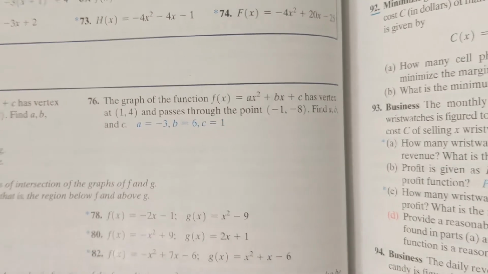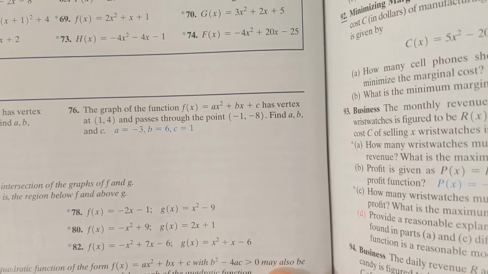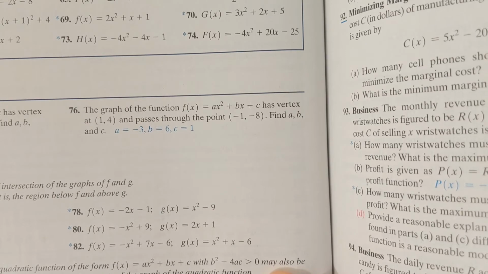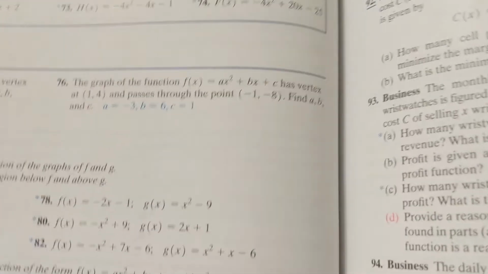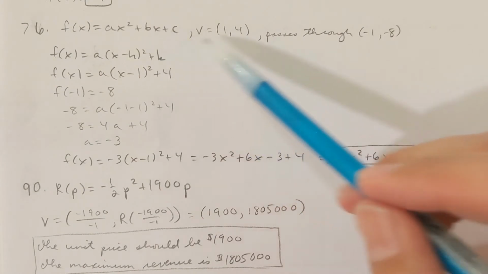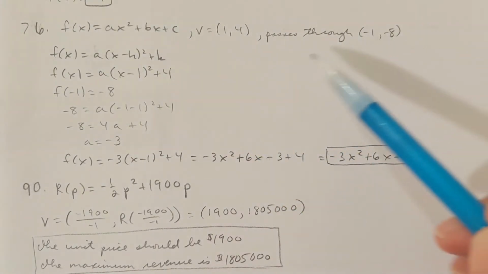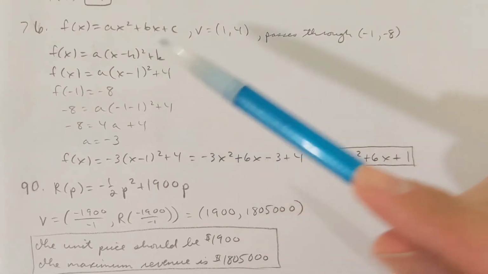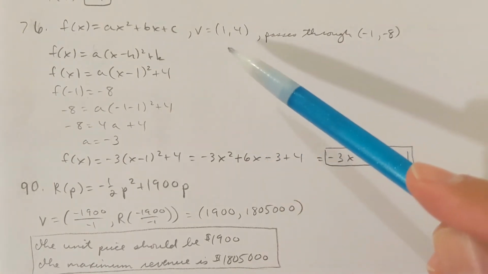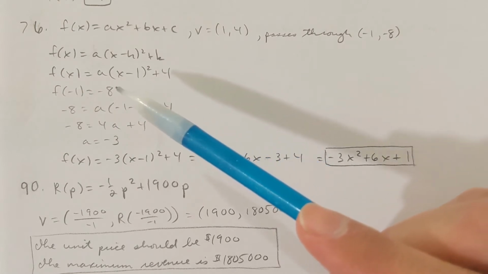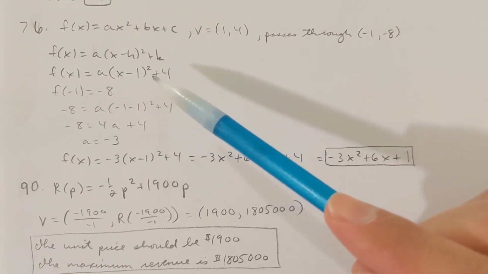The graph of a function f(x) = ax^2 + bx + c has a vertex at the point (1, 4) and passes through the point (-1, -8). Find a, b, and c. I've got the information written again. I'm going to begin by writing the answer in vertex form, since I know the vertex. The vertex is at (1, 4). So f(x) = a(x - 1)^2 + 4.